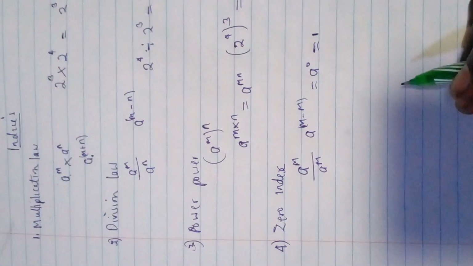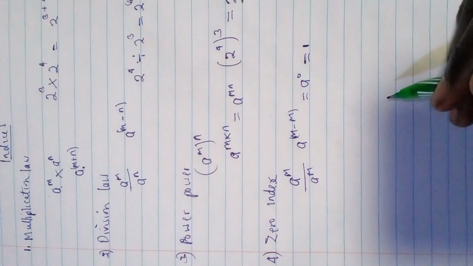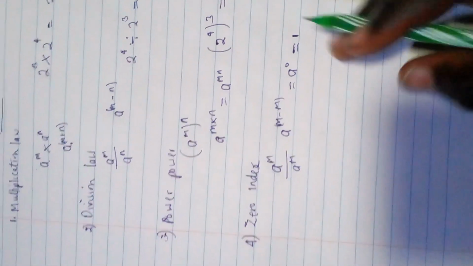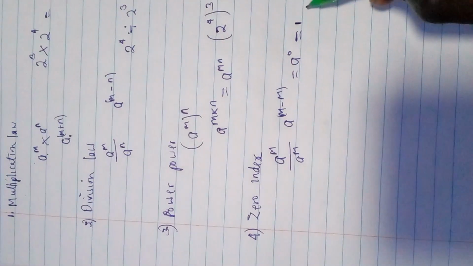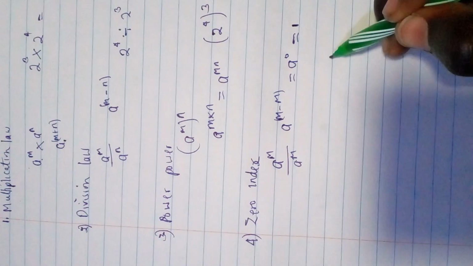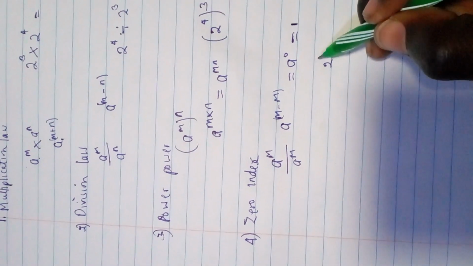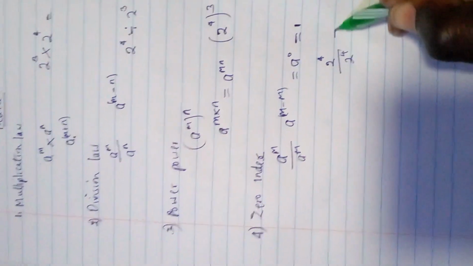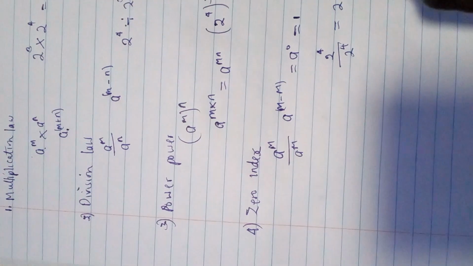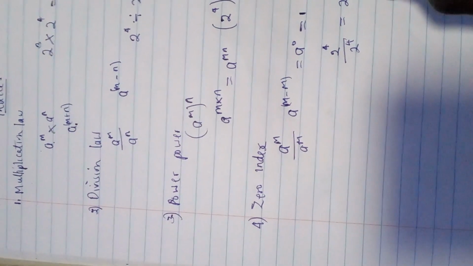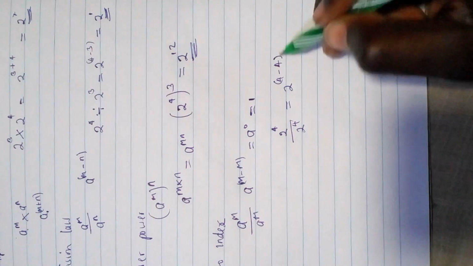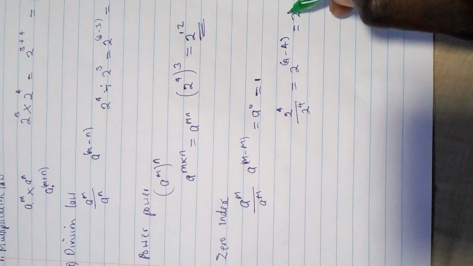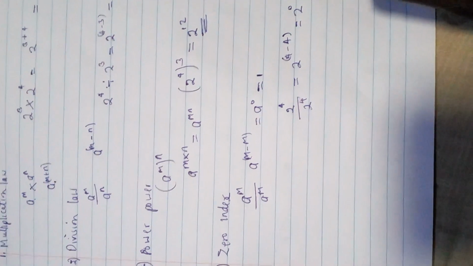I think I'll do this much in my next video. I'll illustrate even more. Okay, let me use an example to illustrate this one too. For example, we are given 2 raised to power 4 divided by 2 raised to power 4. This will be 2 raised to power 4 minus 4. If you subtract 4 from 4, you get 0, which is 1.